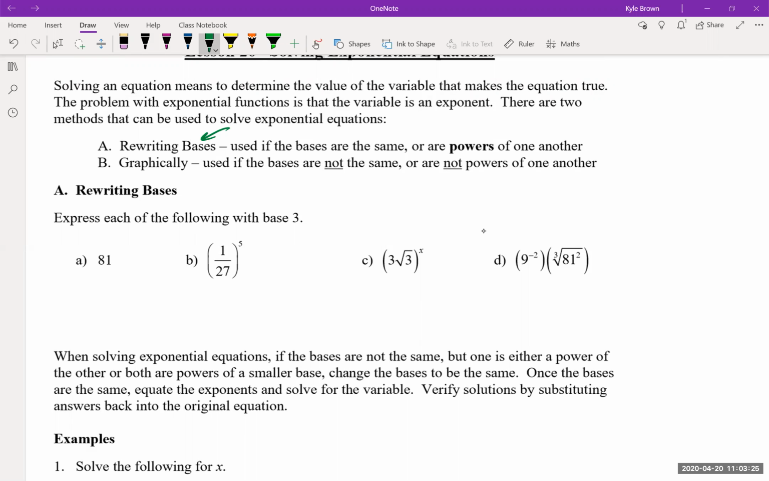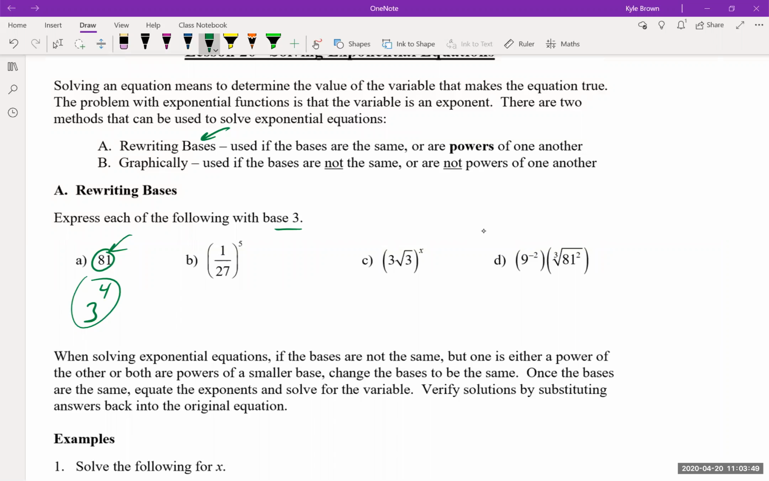We could rewrite this number 81 as anything that's still equal to 81, right? And they're asking us to write it with a base of 3. So really, I could write it as 3 to the power of 4, right? That's the same number. So all I've really done is rewrite 81 as 3 to the power of 4. This will make sense in a minute, I promise.